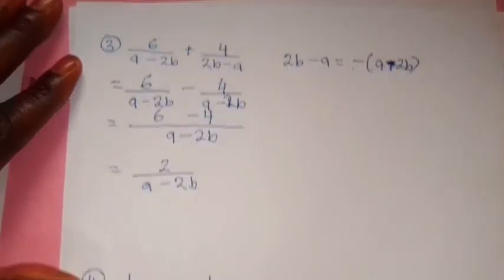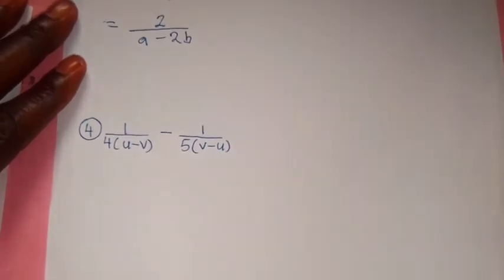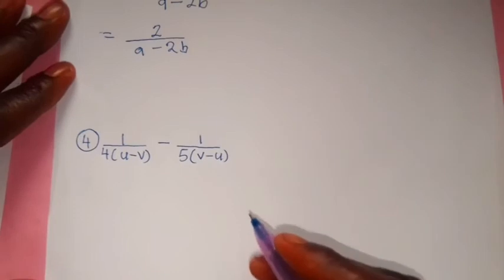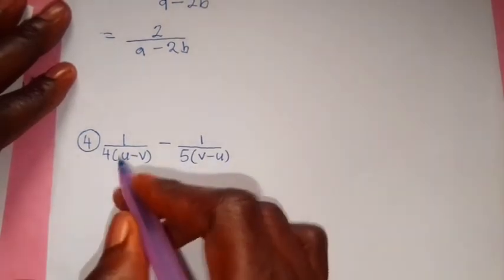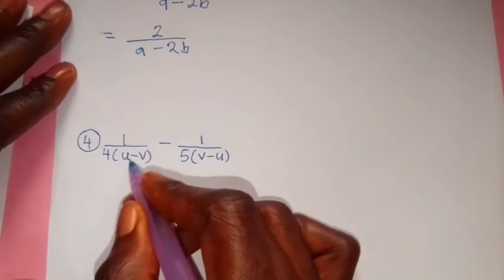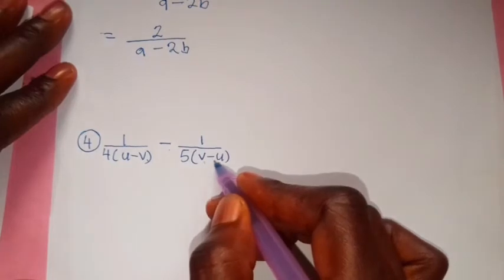Now, before we summarize, I want to summarize with a fourth example. This fourth example is a little bit tricky, and we are going to apply the concepts we have gotten so far in this lesson in examples 2 and 3. Now let us solve this problem: 1 upon 4 into u minus v, minus 1 upon 5 into v minus u.